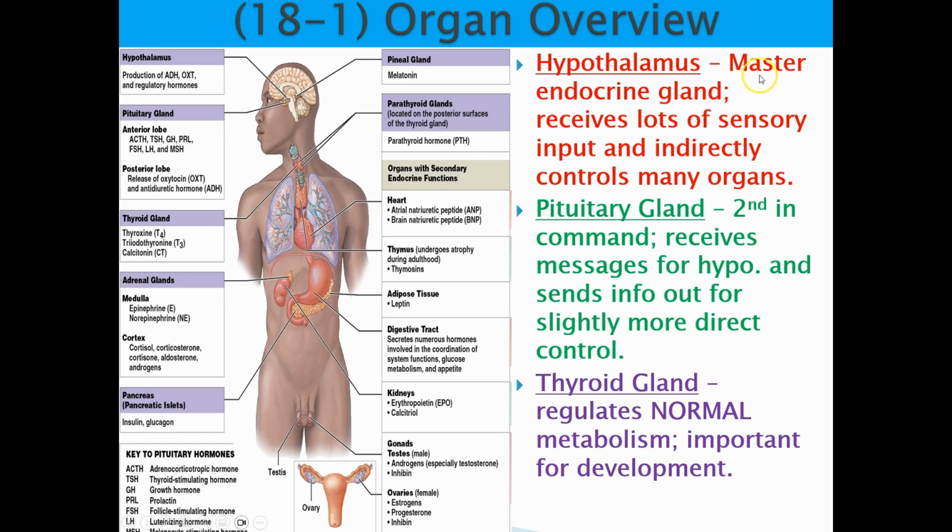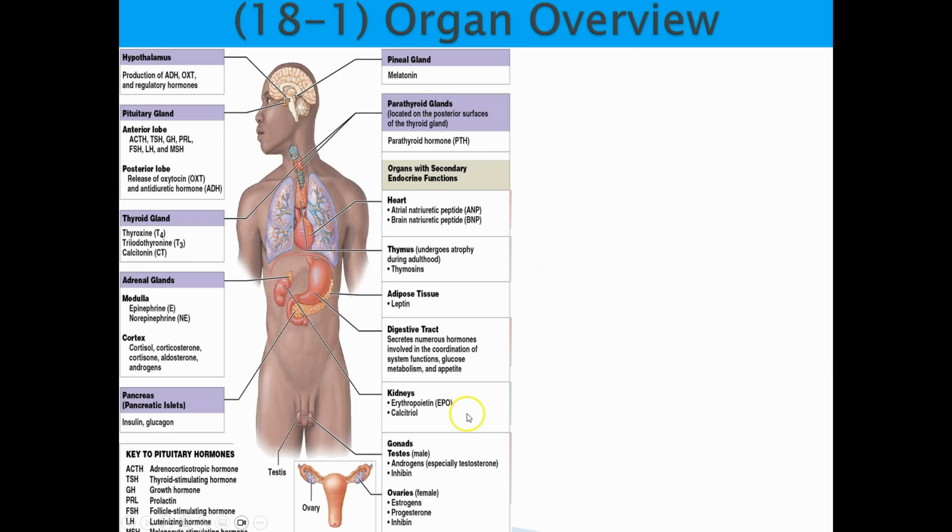For now, master endocrine gland for hypothalamus is great. For now, pituitary gland, knowing it's second in command and it receives messages from the hypothalamus, perfect. And for now, thyroid gland regulating normal metabolism and being important for development, especially in children. As children start to develop, like learning to walk and learning to talk, that's all development, growth. That's the thyroid gland. The next set of organs are a little bit more direct with their functionality here.